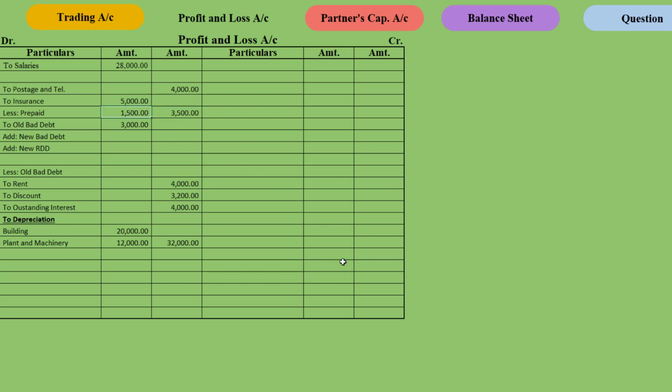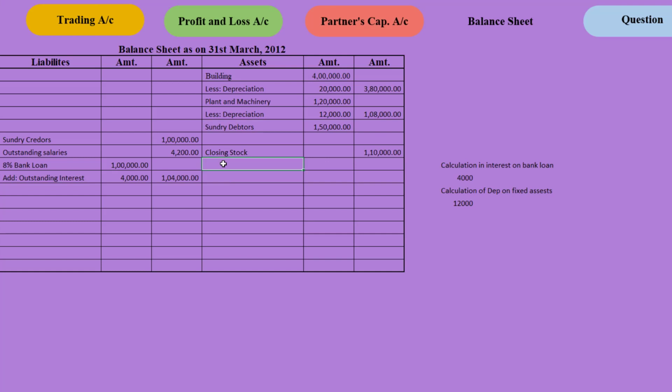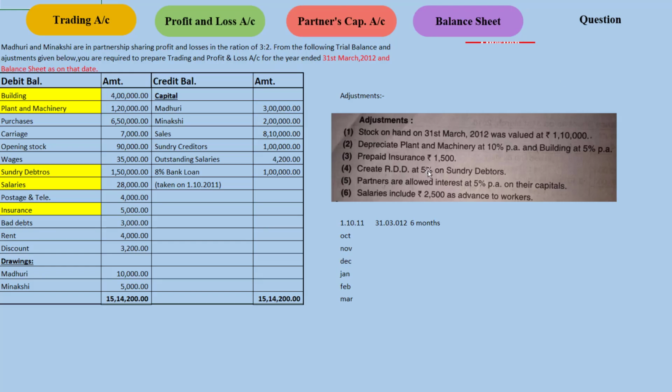Now we need to give second effect of this 1,500. As I had told you that every adjustment should have minimum 2 effects. So since this is prepaid insurance, it will go to balance sheet asset side, because this is prepaid, this is asset for the next year. Here you write prepaid insurance 1,500. 2 effects are over.